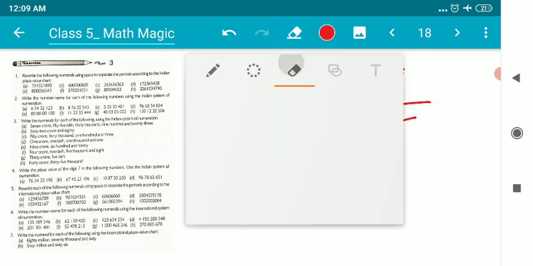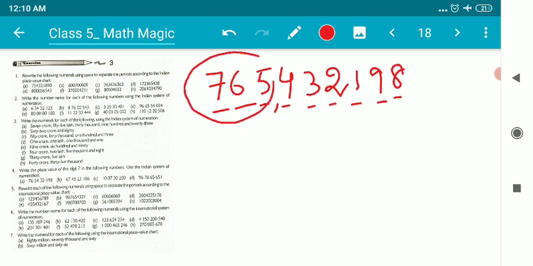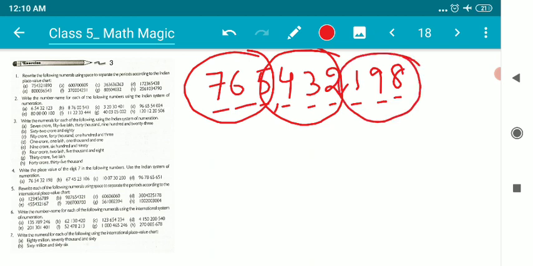Children, if you want to express the very same number as per the international number system, how will we express it? First is ones, tens, hundreds, then 1,000, 10,000, 100,000, then million, 10 million, 100 million. So the number is 765 million 432,198. This is how we have to express this number as per the international number system.